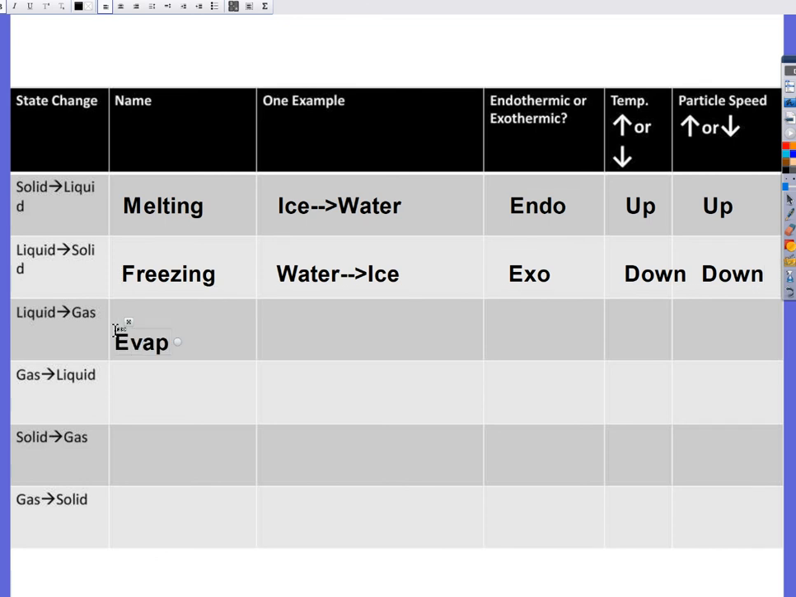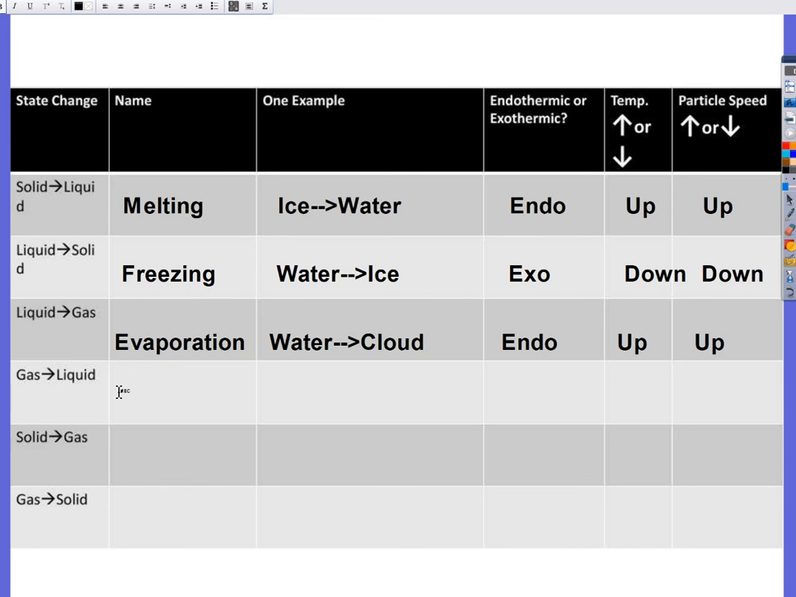Liquid to a gas is evaporation. That'd be going from like water to a cloud or to water vapor. In order for water to form a gas, you're going to need to put some energy in, like boiling water. You can actually see the steam come out. That's energy going in for endothermic. When you boil water, you'd have to increase the temperature, so it's going to go up. And the particle speeds will actually speed up. You can see that if you boil water, you can see the bubbles kind of moving around.